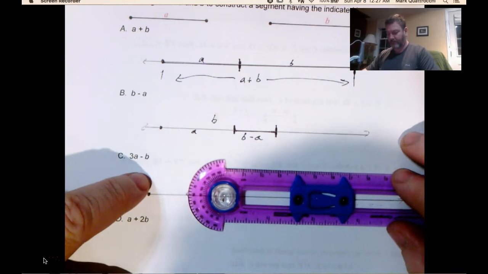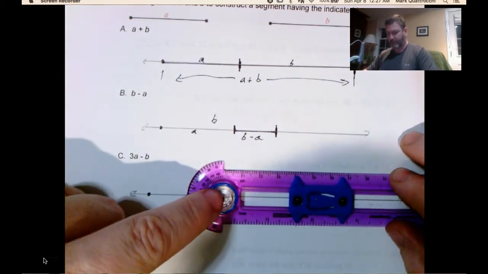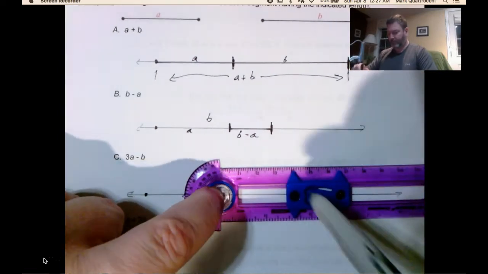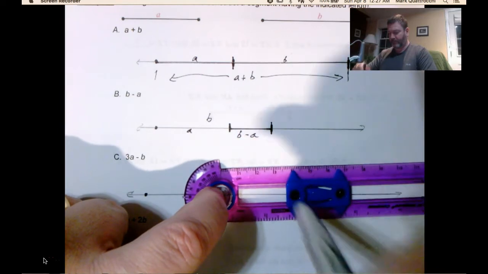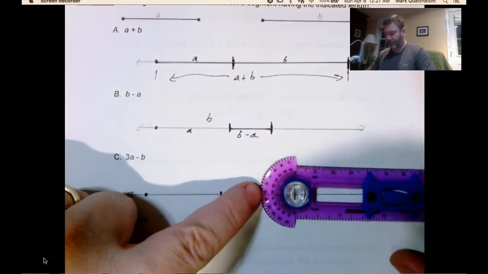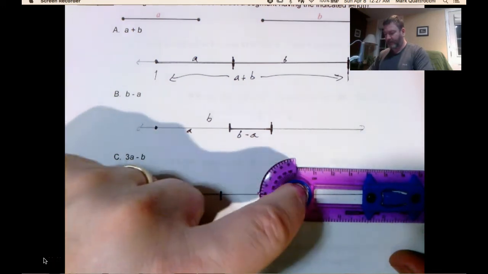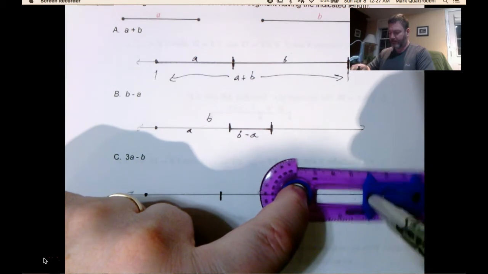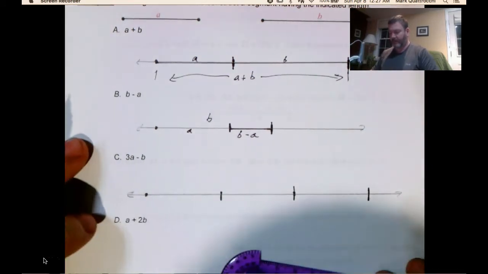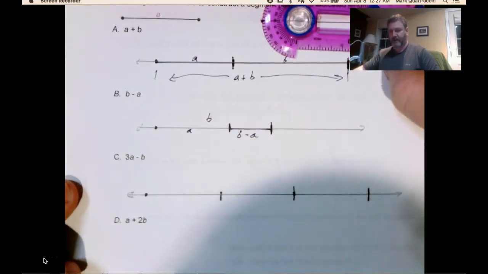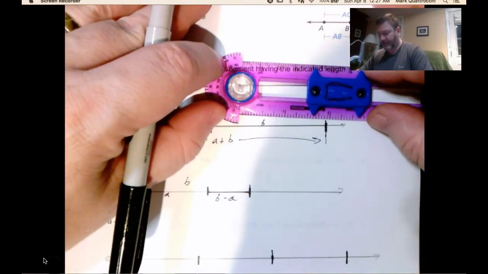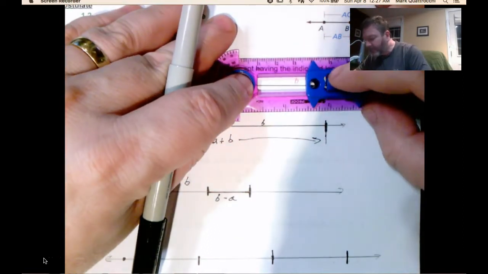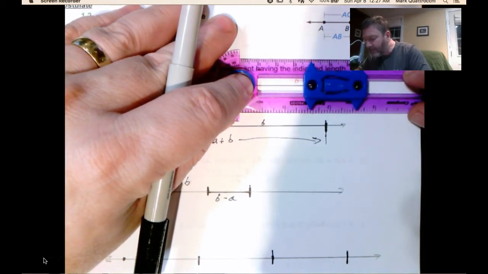There's one. There's 2. This is why I made it a little bit longer. Good thing I did. There's 3. And now I need to subtract my B. So let's set the length of B. Yeah. Perfect.